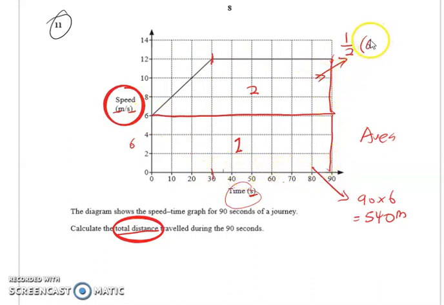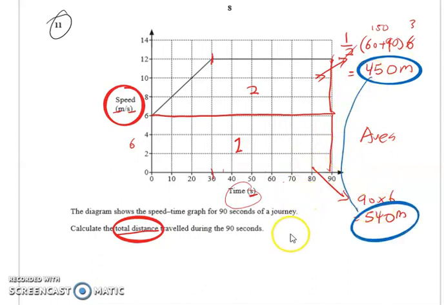So it will be 60. We add the whole length of this, which is 90. Then we multiply with the height of this, which is 6. So we got here 3, and here is 150. 150 times 3, you get 450 meter. So we have to add both of these, and we are getting 990 meter. This is your answer.